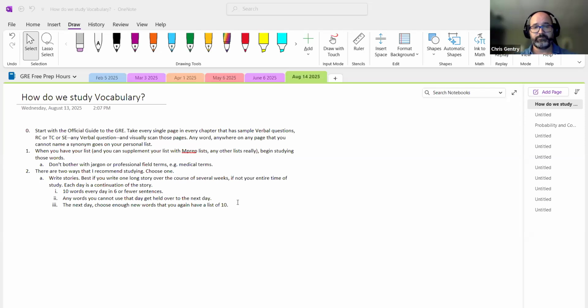The next way, if you're not going to write stories, and again, like I said, I suspect it's more effective, but it does take longer: make your flashcards. And yeah, flashcards are good. I've got no problem with flashcards. Make your flashcards synonym chains. You've got the word on one side, the definition on the other.